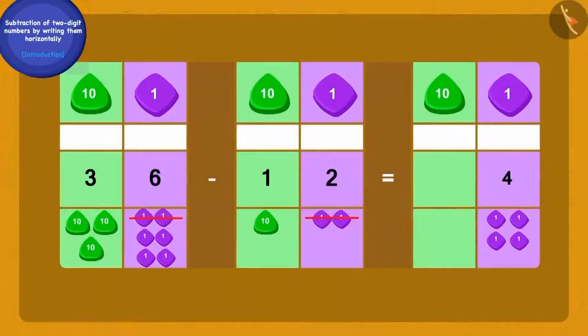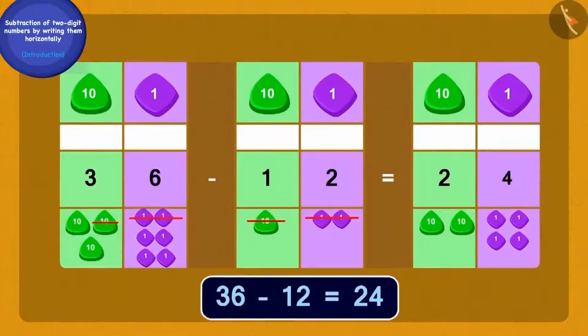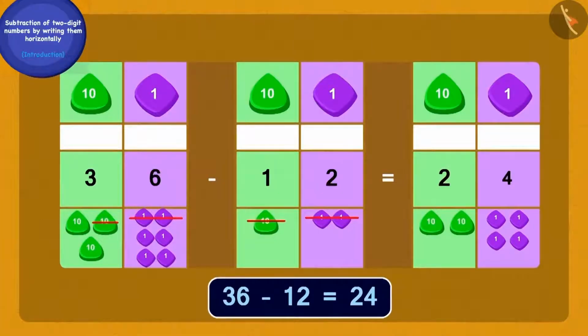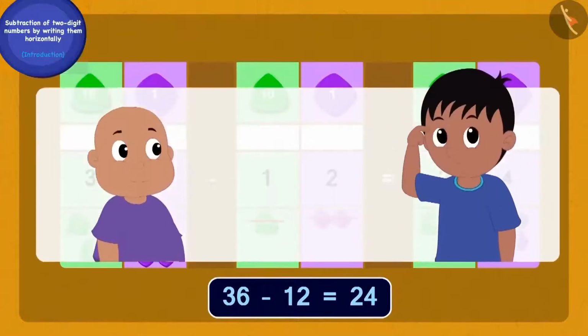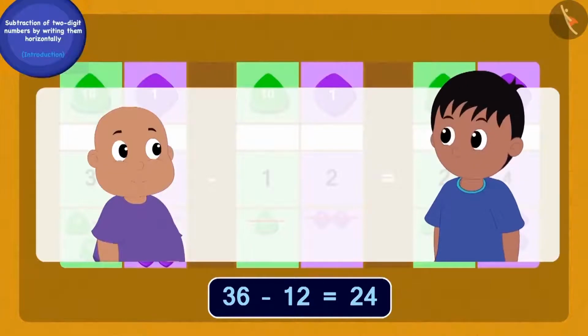Now finally, if we remove 1 tenth of 12 from 3 tenths of 36, then we will have 2 tenths left. We have thus got our answer. Sher Khan had bought 24 jalebis from Appu. Bablu also explained the process of subtraction to Raju in exactly the same way.